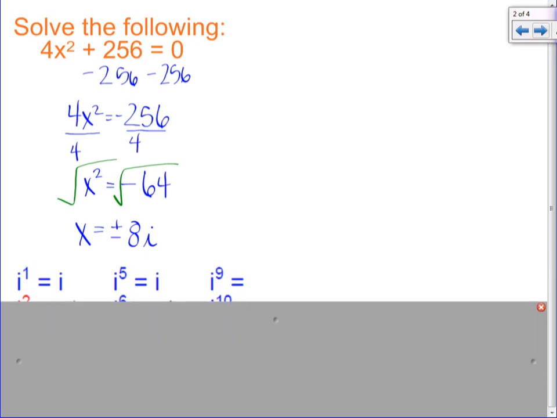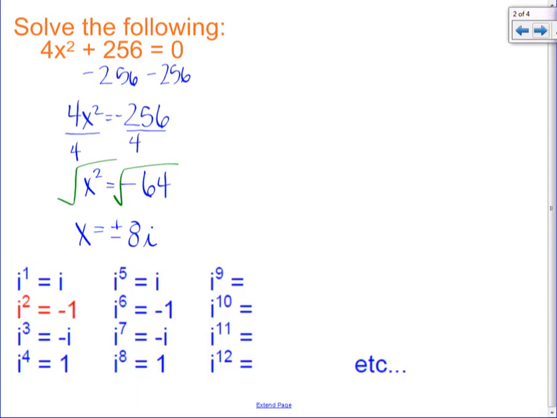Okay, this right here. Now, i to the first power is equal to i. Do we agree with that? If we square i, let's think about this. i is the same thing as the square root of -1. If we square both sides, what happens? Square and square root cancel out, and you just get -1. So that's where this -1 is coming from right here.